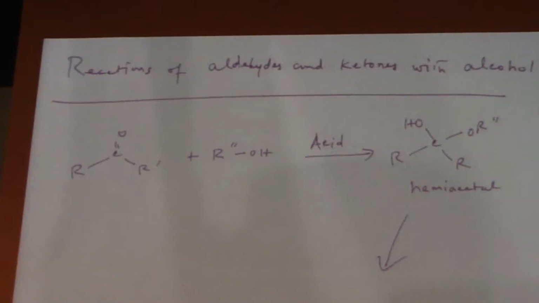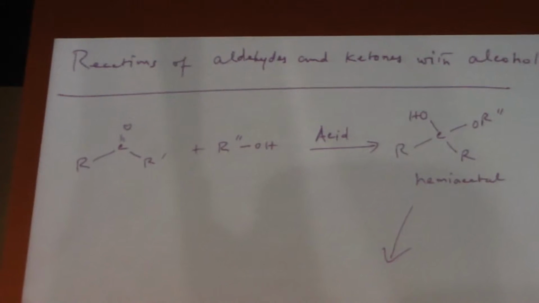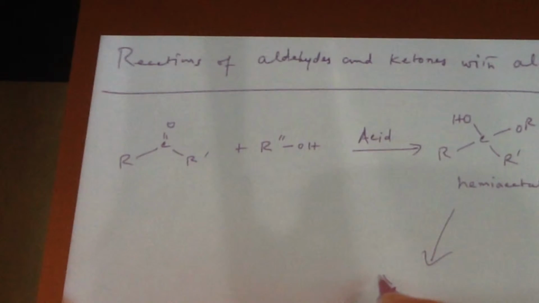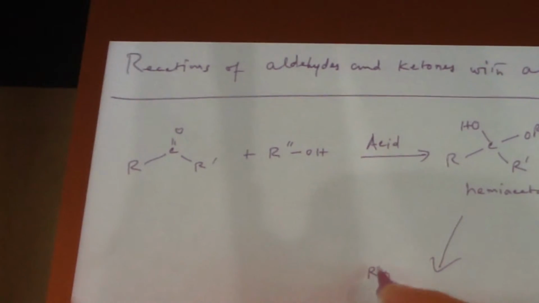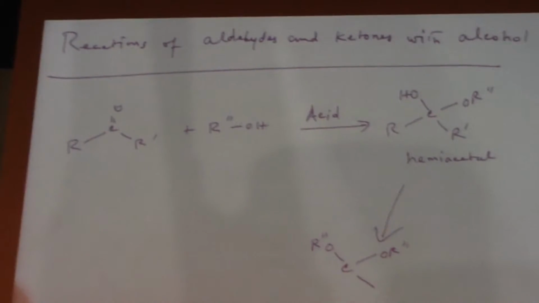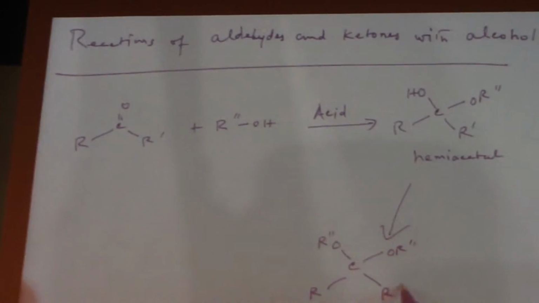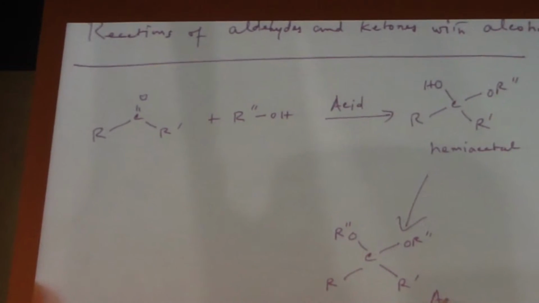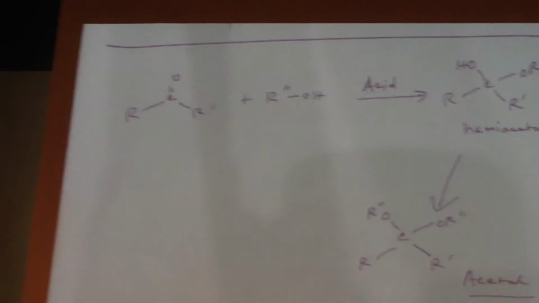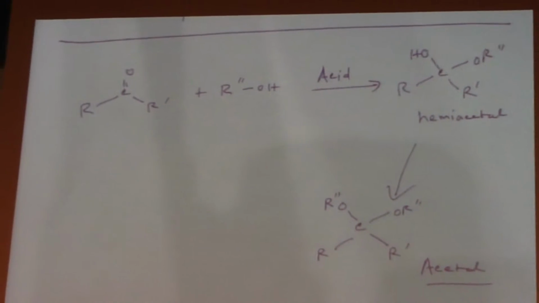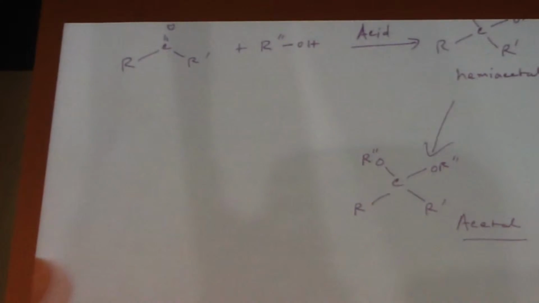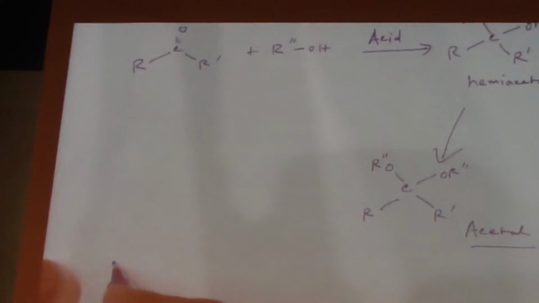Now the hemiacetal undergoes another reaction, generating what we call an acetal, where the OH is replaced with OR prime. So this is called an acetal. Now let's try this reaction with something that we already know, some common aldehydes and ketones and a particular alcohol. So let's say we start with acetaldehyde again.